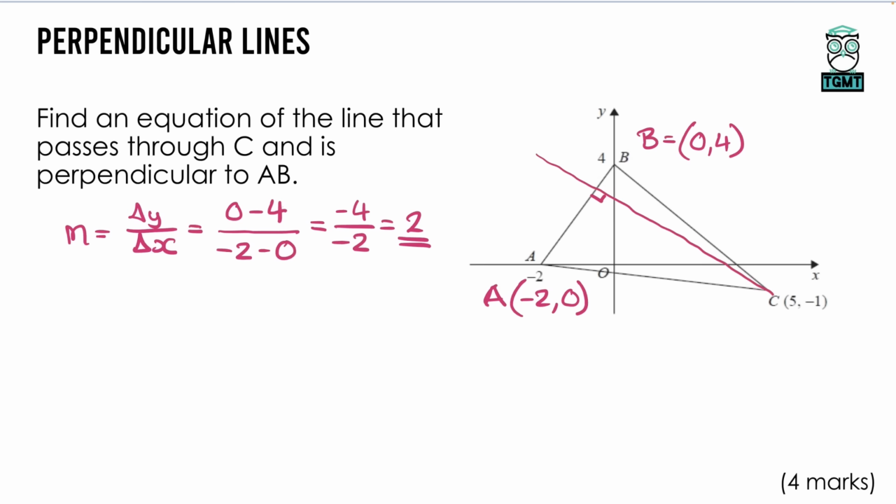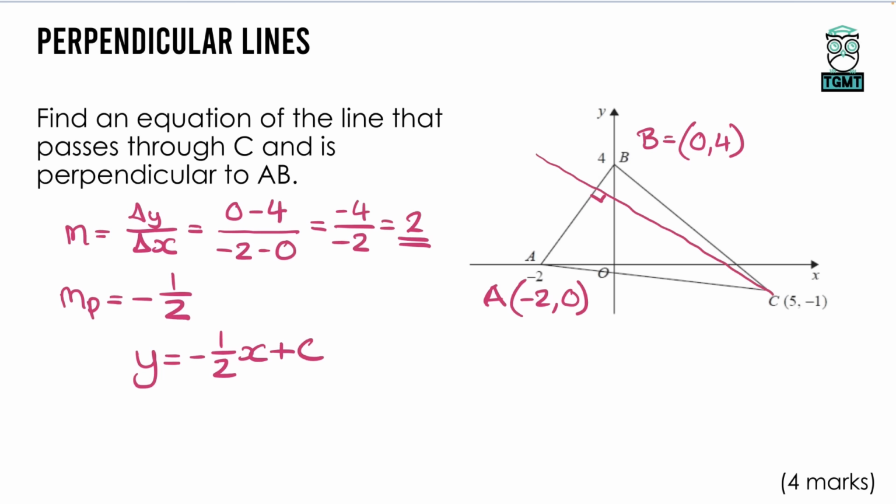If we want the perpendicular gradient, we have to do the negative reciprocal. So we change the sign in front of that gradient so it becomes negative, as it was +2, and then we do the reciprocal. The reciprocal of 2 is 1 over 2. So the gradient for that perpendicular line is -1/2. So we know what our equation is going to look like. It's going to be y equals -1/2 x plus c. We just need to find what that y-intercept is, that value of c.